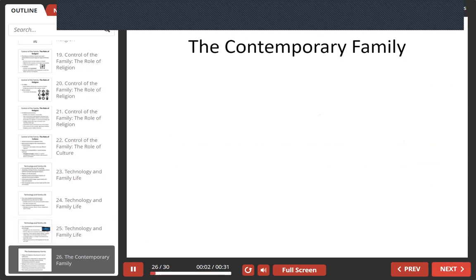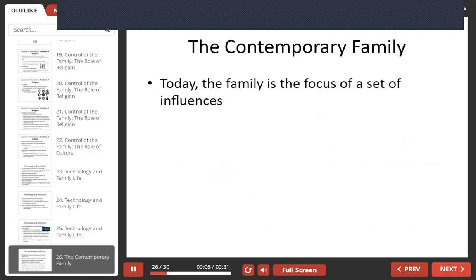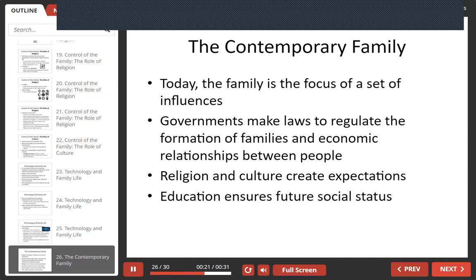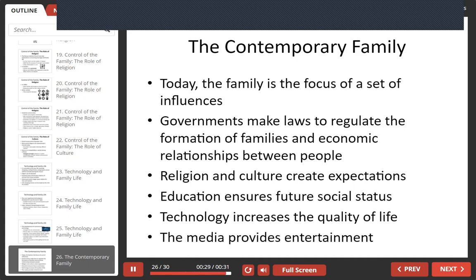So now we're going to be looking at the contemporary family. Today, the family is the focus of a set of influences. Governments make laws to regulate the formation of families and economic relationships between people. Religion and culture then create expectations, and education ensures further social status. Technology then increases the quality of life, and the media provides us entertainment nowadays.